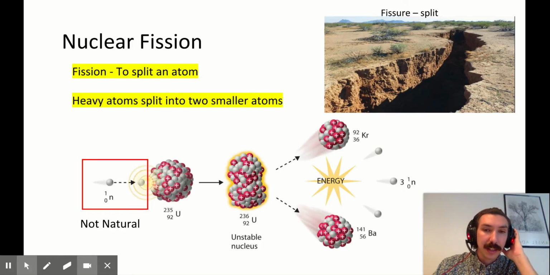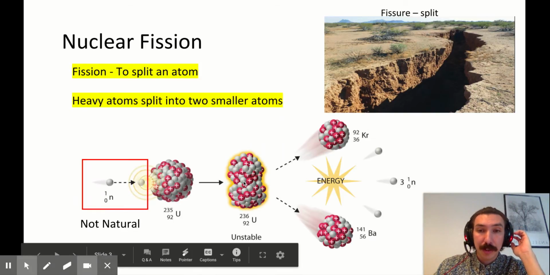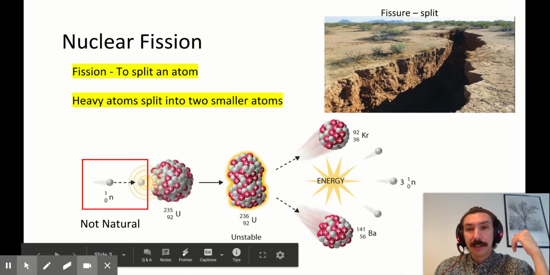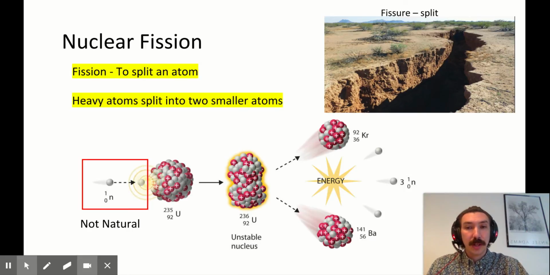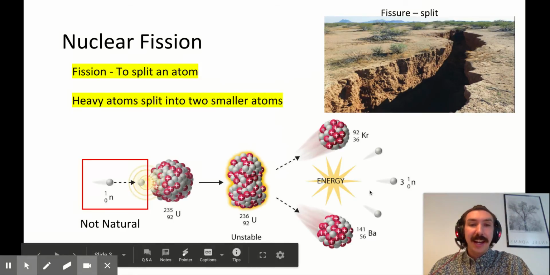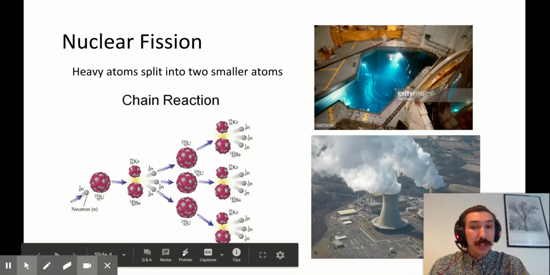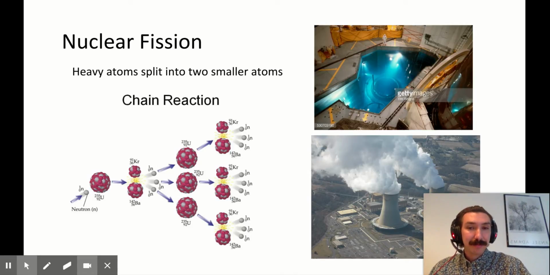So an example is in our nuclear power plants, we use uranium usually to go through nuclear fission. And if we shoot it with a neutron, it becomes extremely unstable and it will split into two separate elements and release even more neutrons. And then you can imagine those neutrons that get released can hit more uranium atoms and cause them to split as well. We call this a chain reaction, and we can control it to generate certain amounts of power in nuclear power plants because we want to generate a constant amount of energy.